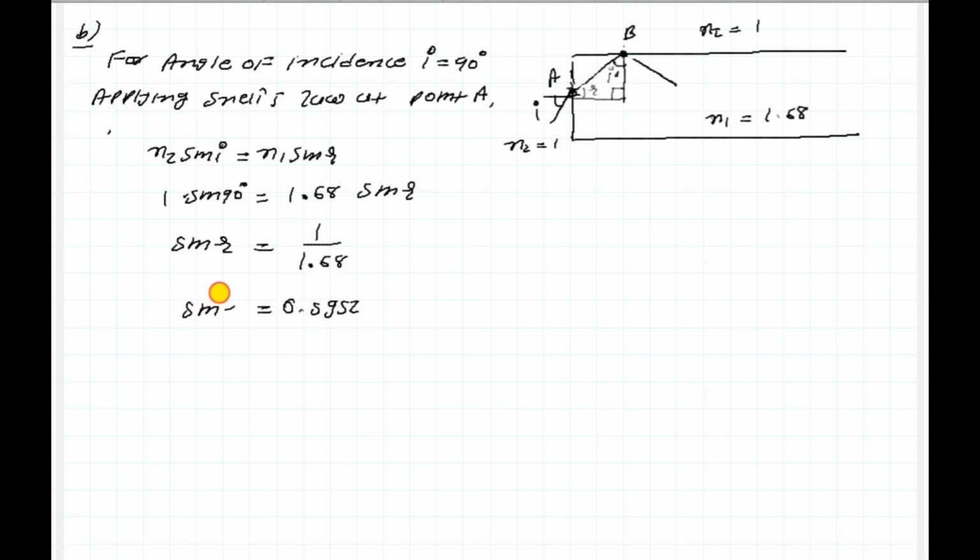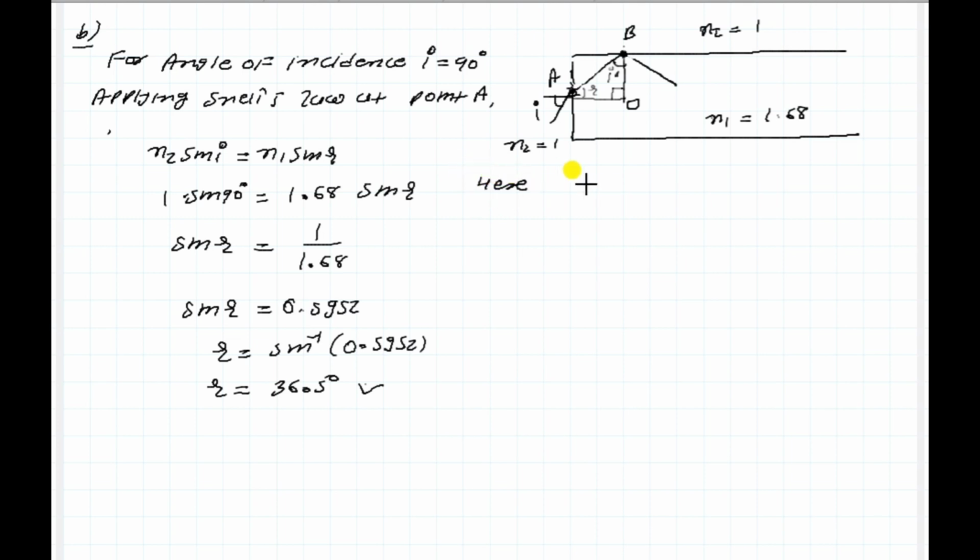So sin r is 0.5952, so r is sin inverse 0.5952, which is nearly 36.5 degree. So it is the angle of refraction. This one is r. Now let's find I dash. In this triangle AB, where this point is O, the sum of the three interior angles is 180 degree. This angle is 90, so we can say I dash plus r is equal to 90.